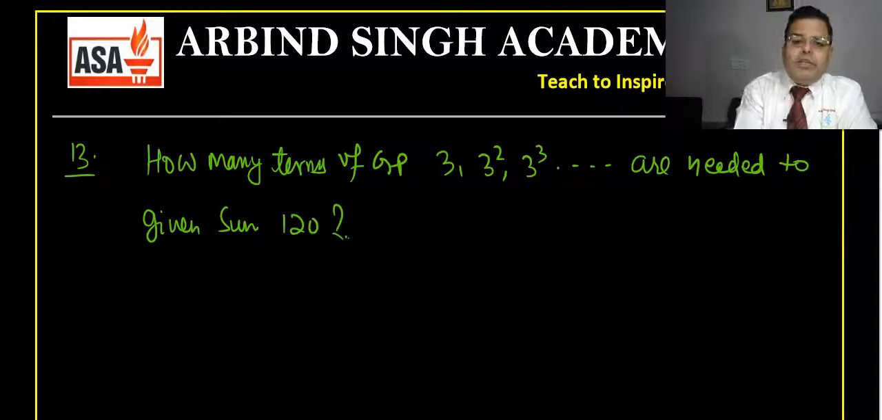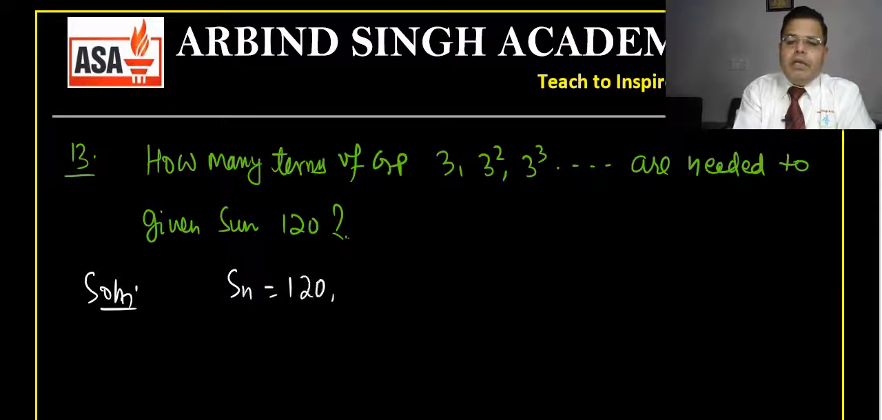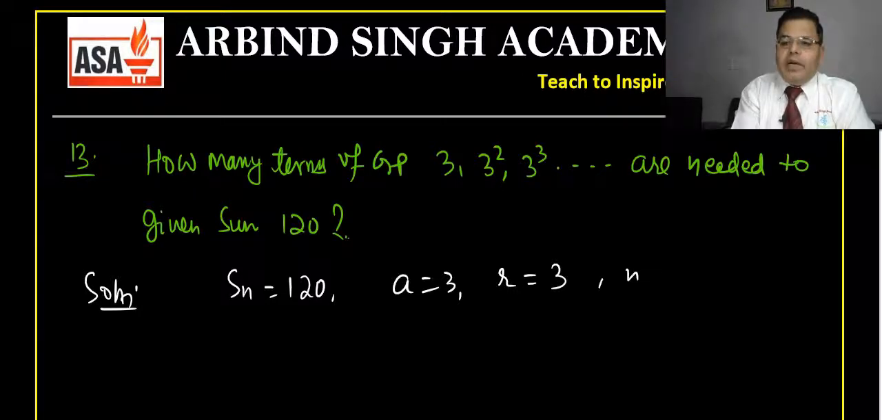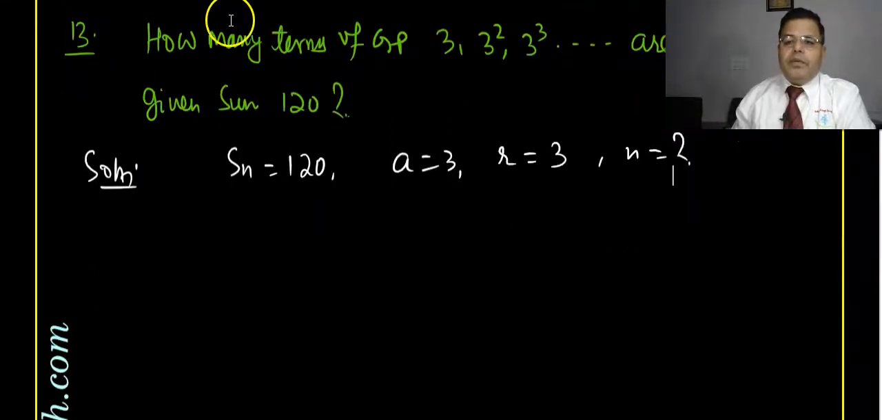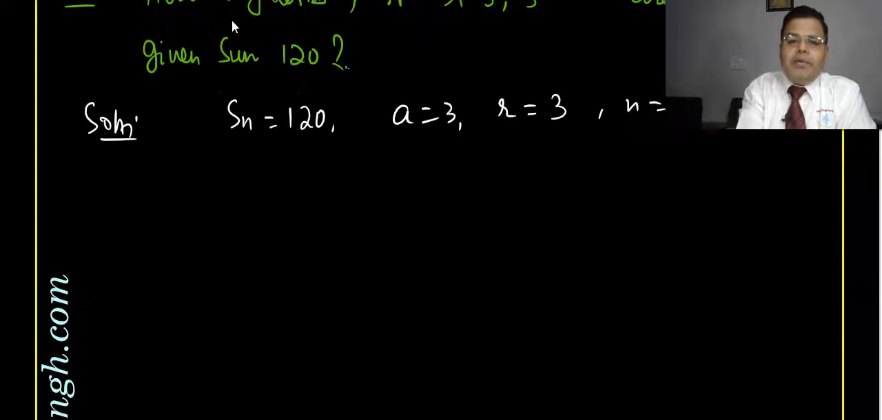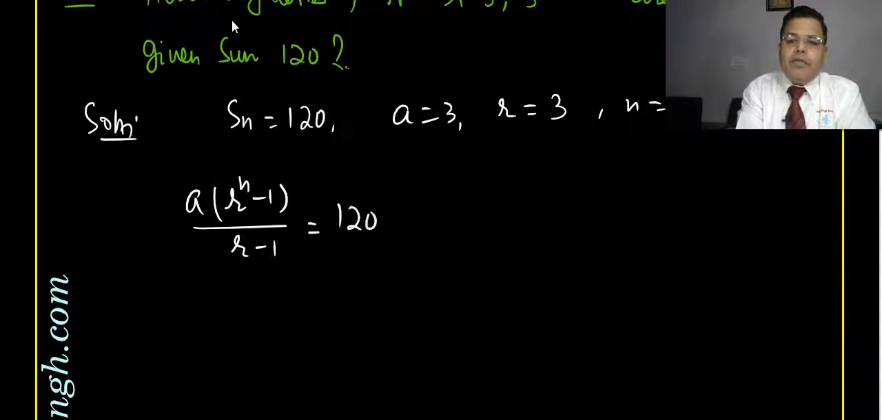So the solution can be obtained here. The sum Sn is given as 120, a is given as 3, and r is 3 square upon 3, so 3. Now using the formula, we have to calculate n, the number of terms. So we can go ahead with the formula: a times r to the power n minus 1 upon r minus 1 is equal to 120.